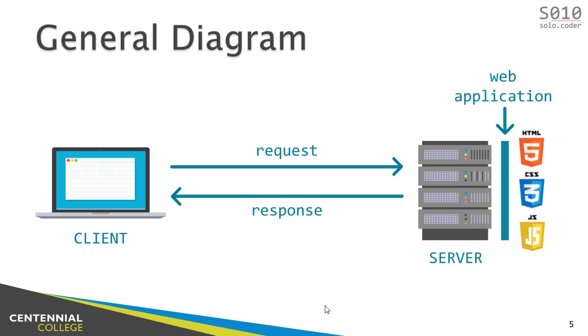So let's talk a little bit about this diagram here. We have a client making a request to a server. The server does something here. This web application does some processing with that data, with that information, with that request. And then it returns back to the client a response. That response will have HTML, may have some CSS, may have some JavaScript on it, okay?